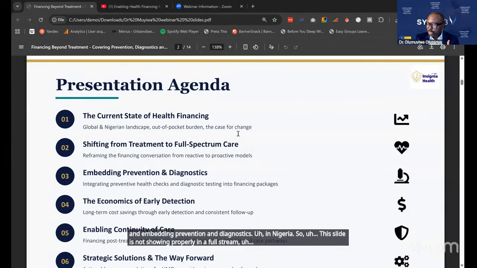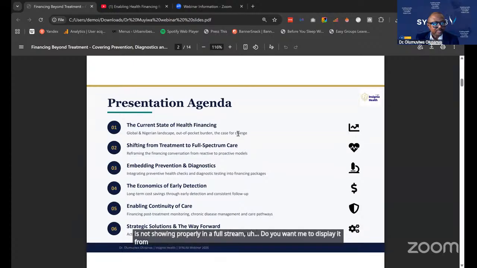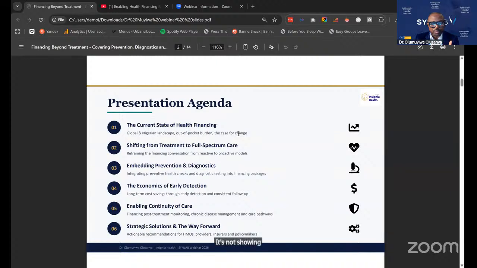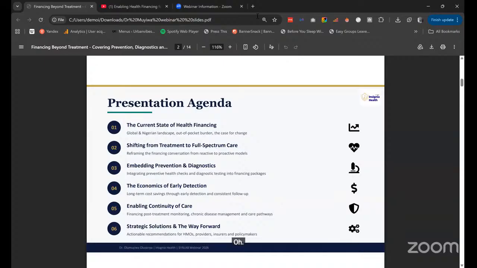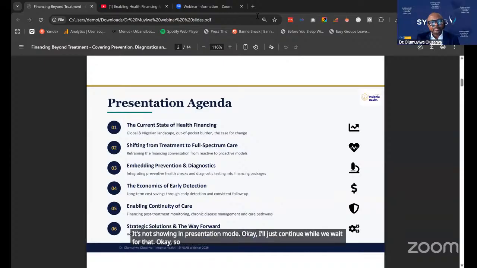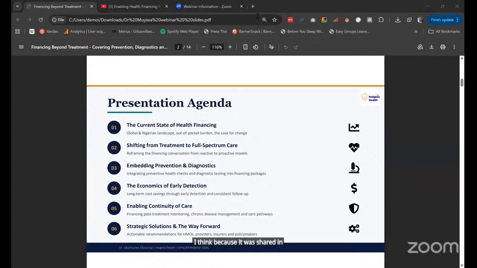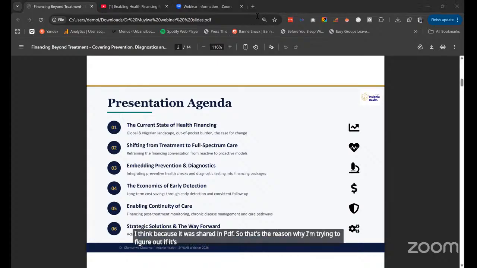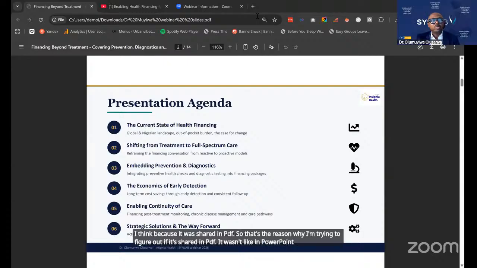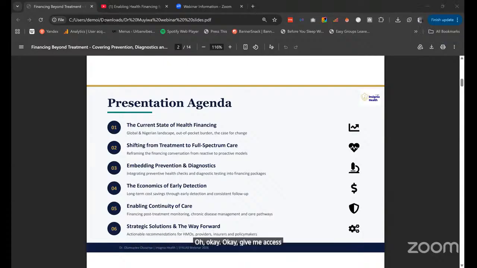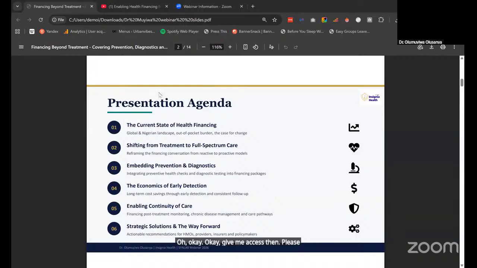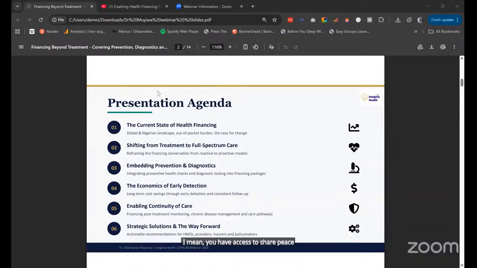This slide is not showing properly in full stream. Do you want me to display it from here? It's not showing in presentation mode. Okay, I'll just continue while we wait for that. I think because it was shared in PDF, not PowerPoint, I'm trying to figure out how to make it work. Please give me access to share. You do have access to share. Okay, thank you very much. Let me do that.